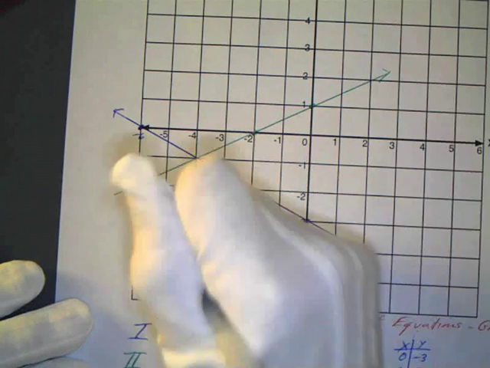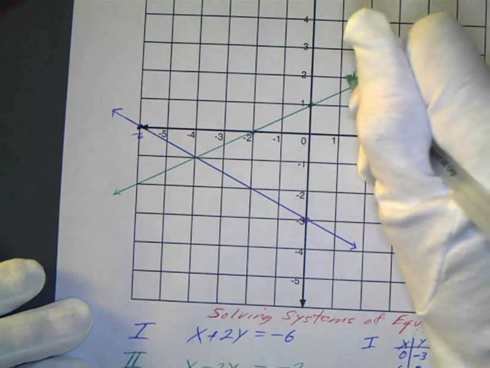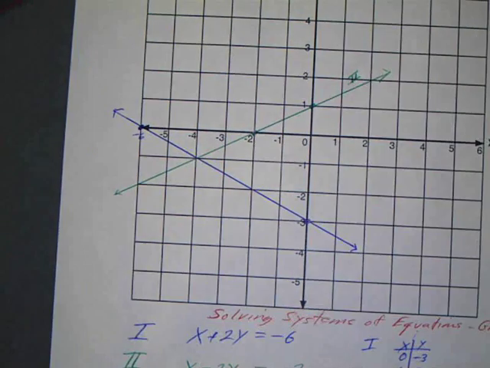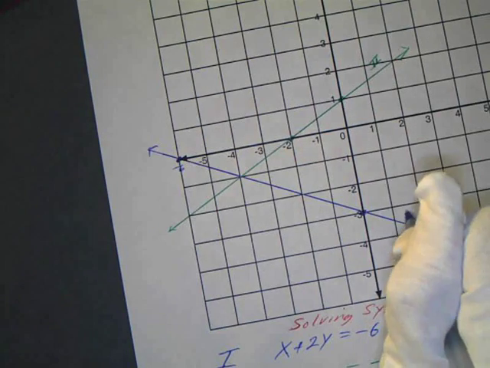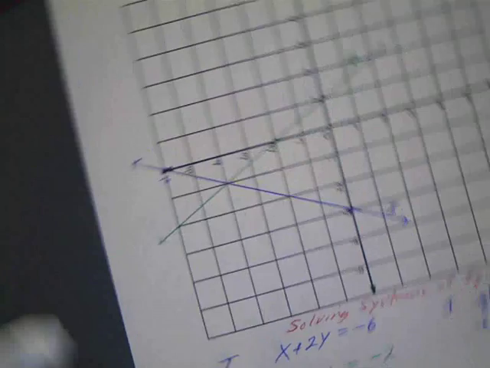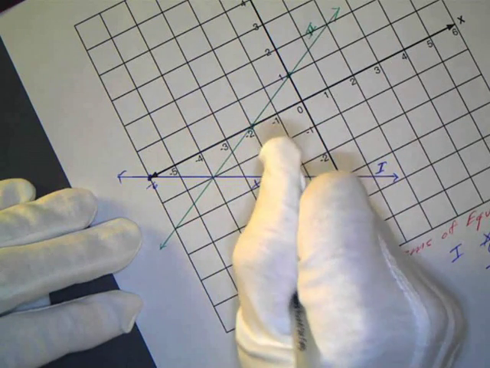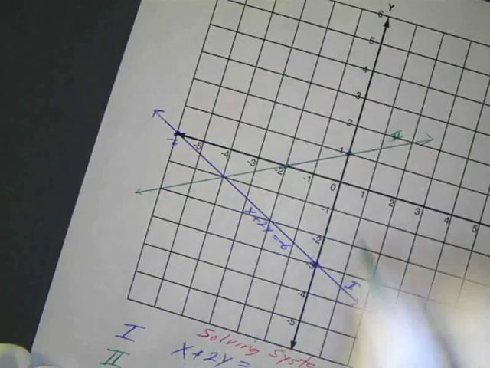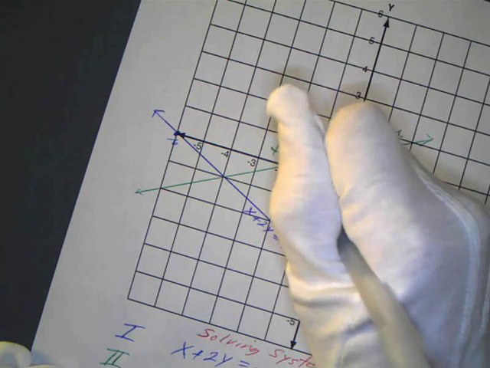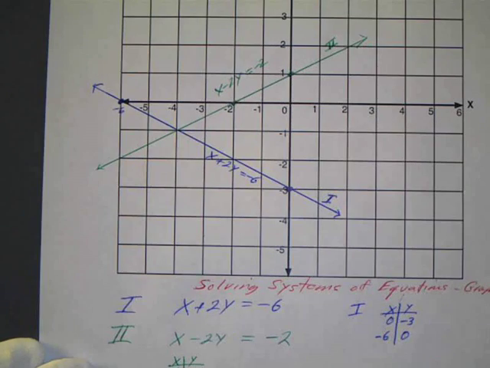And this is actually equation number 2. You could label it with the Roman numeral, since I already know what it is, or you could just write the equation over there. And this is equation number 1. Sometimes we label them, so this would be x plus 2y equals negative 6, and then x minus 2y equals negative 2. Kind of spruces it up, makes it look a little more professional.